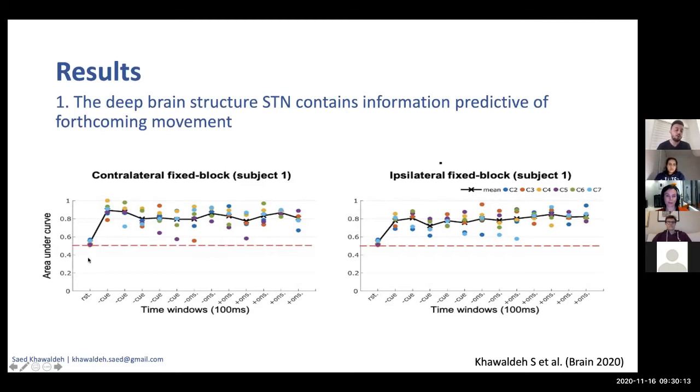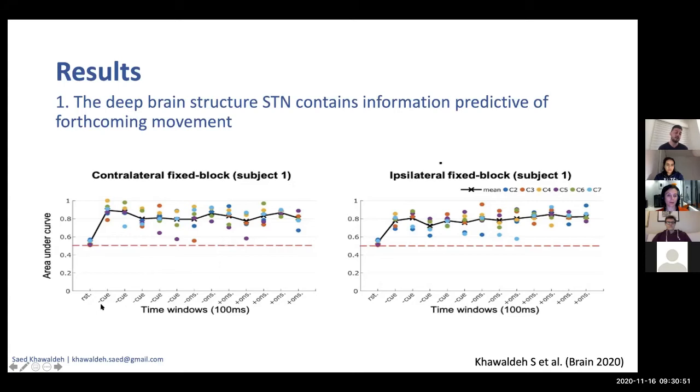However, once we go to the task block, when the patient knows that they're going to do upper versus lower limb movement, we get something around 80% or 80+% area under the curve for the classification of upper versus lower limb movement. I want to draw attention here to the minus cue period. Here the patient knows that they're going to make a certain type of movement, upper or lower limb, but there is no actual execution of movement. So they haven't done the movement.